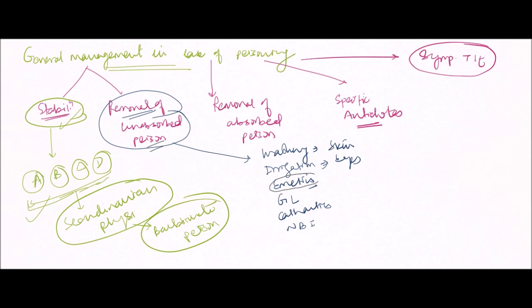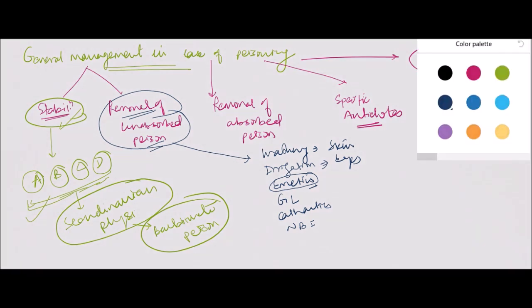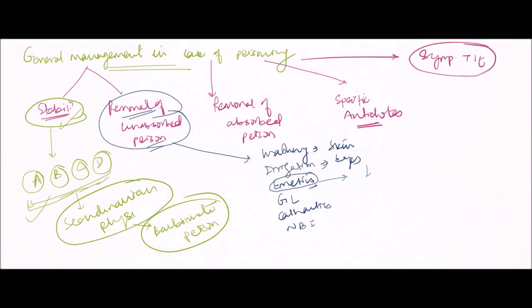Emetics are usually not recommended, but only one emetic, that is Epicac, can be used in 15 ml dose in pediatric population and 30 ml dose in adult population. So this is the one emetic that is recommended. Then we will go for gastric lavage.